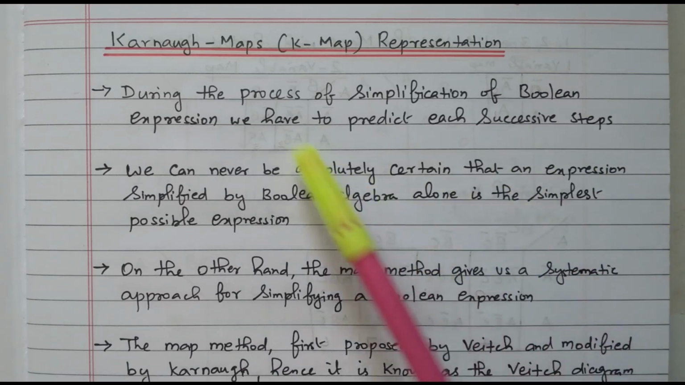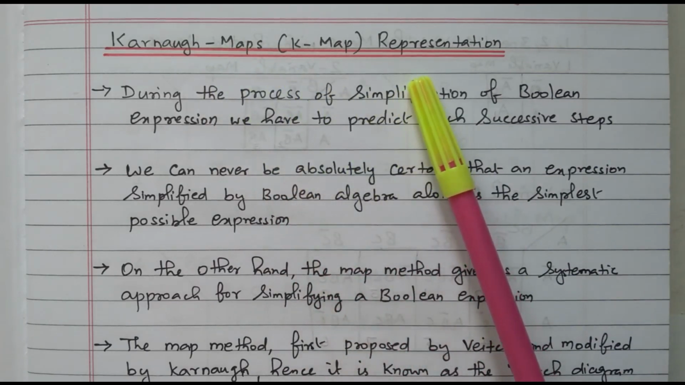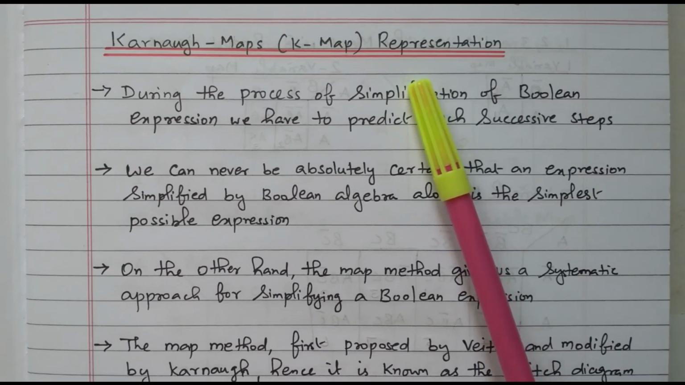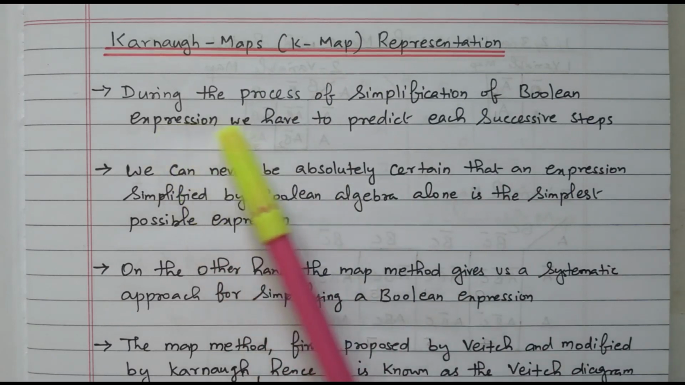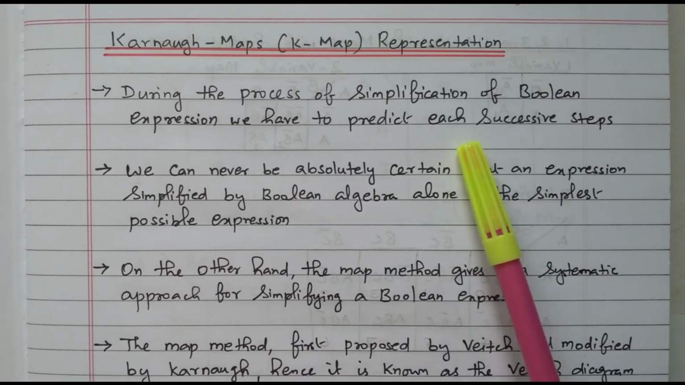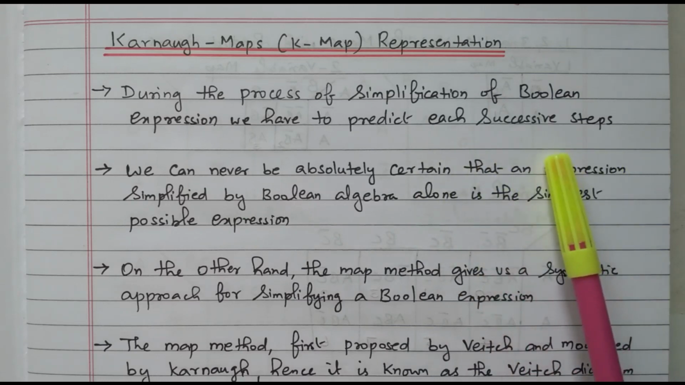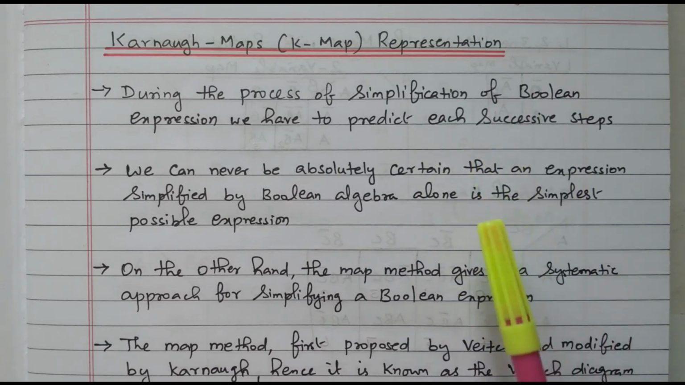Now we will go to the topic K-map, Karnaugh map. It is used to simplify the Boolean expression. In order to implement with logic gates, the given Boolean expression is simplified by the K-map method. During the process of simplification of Boolean expression, we have to predict each successive step. So while simplifying, we need to concentrate on each successive step.